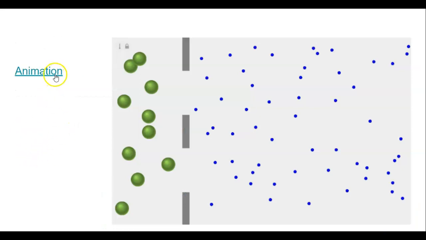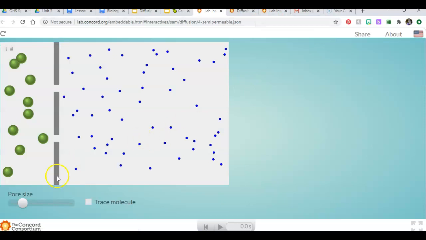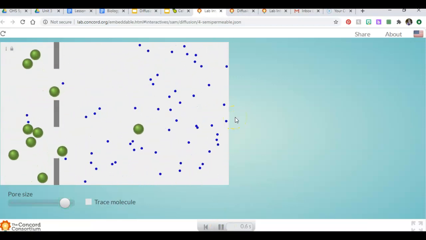So let's take a look at another animation here, okay? We're going to look at osmosis. Notice we've got two different size particles here. We got some small blue ones, we got some big green ones, okay? Now, if I were to make these openings really big, what would happen? Remember, they would want to get to equilibrium. So with equilibrium, we'd have equal on both sides. Okay, so let's see what happens here.